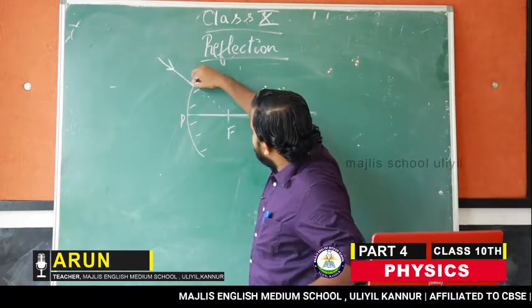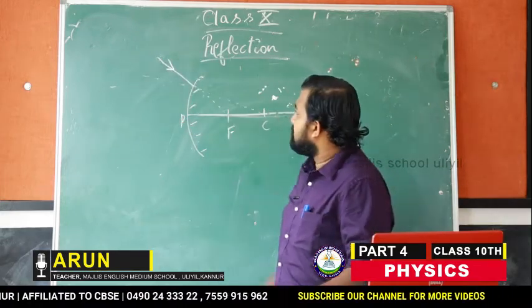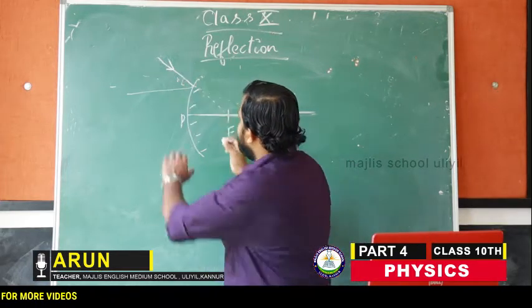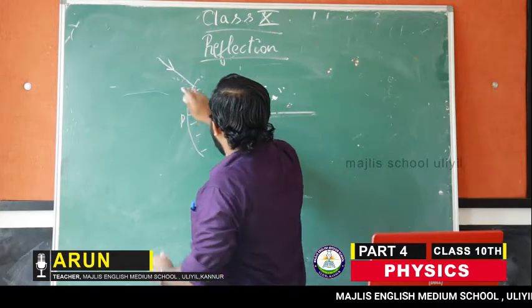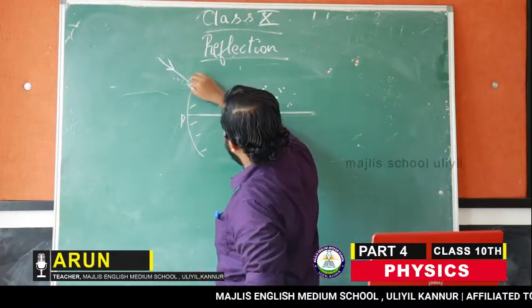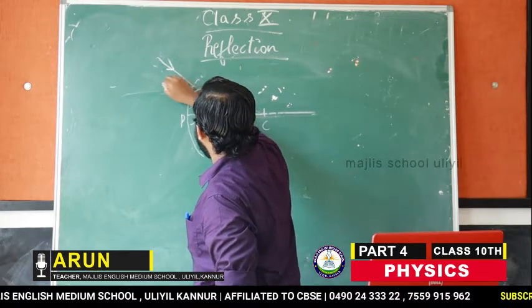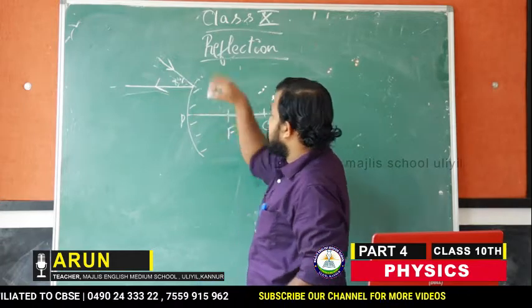The ray will pass through the center of curvature, and the normal passing through the center of curvature will be like this. So this will be the angle of incidence. So how will it move? In such a way that, so this is the angle of incidence. So it will move in such a way that it is parallel to the principal axis.